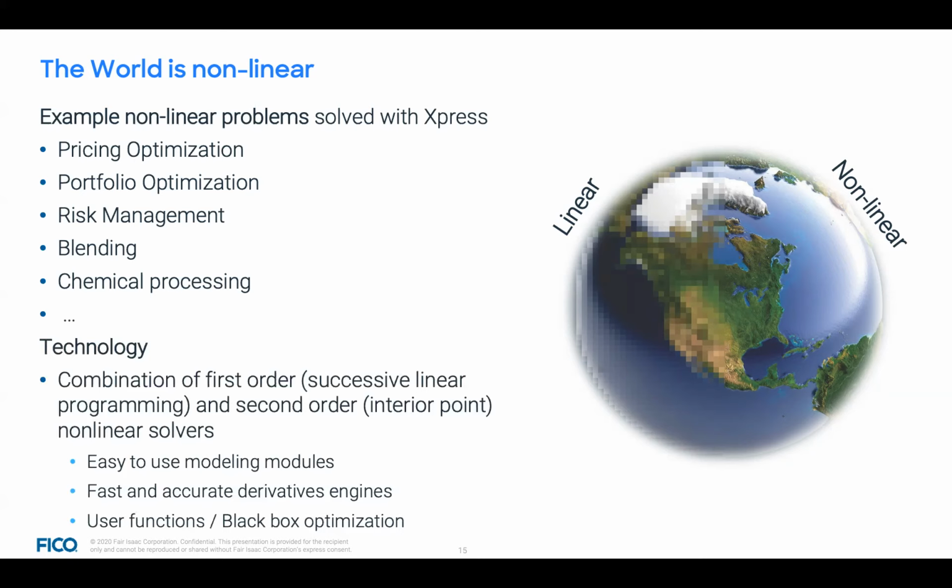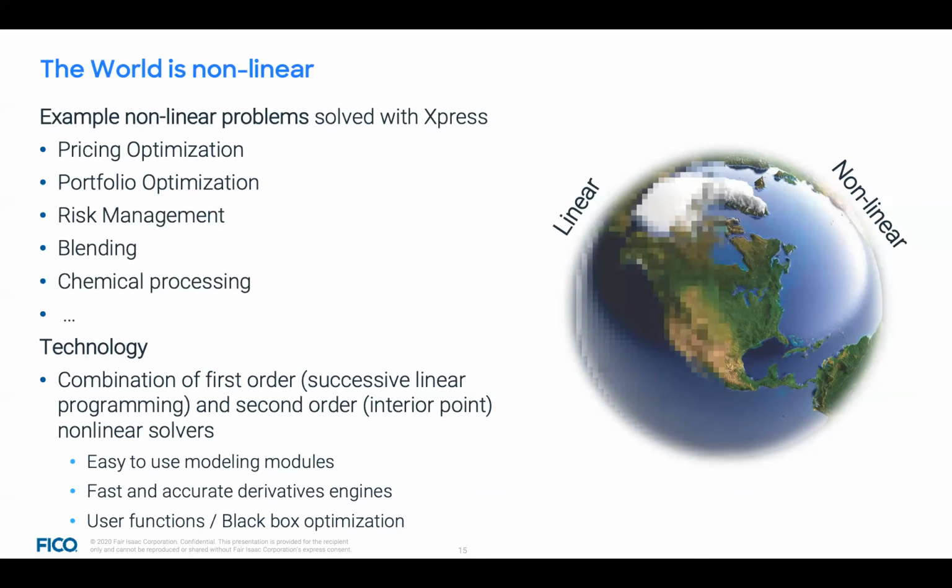And I wouldn't be a good product manager if I wouldn't highlight what we really include in Express here. So we have a number of different nonlinear technologies. And the two to mention here are first order nonlinear optimization, successive linear programming, to allow for solving really big problems, and then also an interior point method is included in Express. It's fully integrated with the modeling.